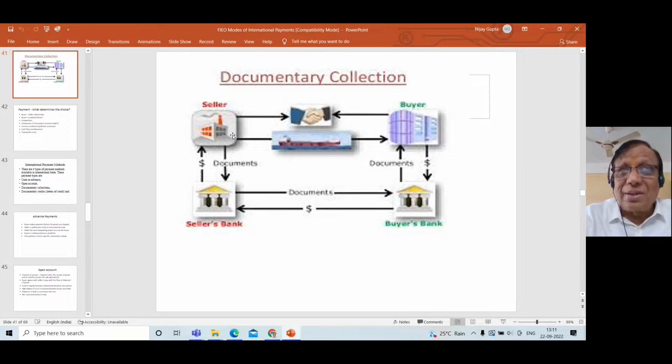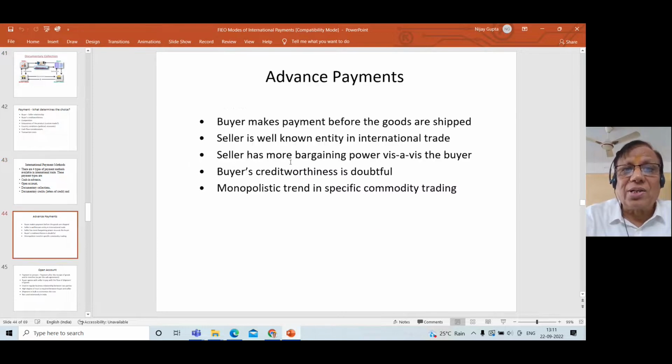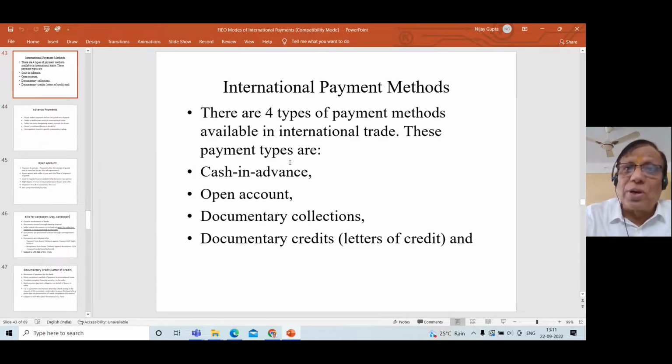Now coming to the remaining. Advance payment generally happens depending upon business conditions. Then the second condition could be on a collection basis. Sorry, open account term first. Let me talk about open account.